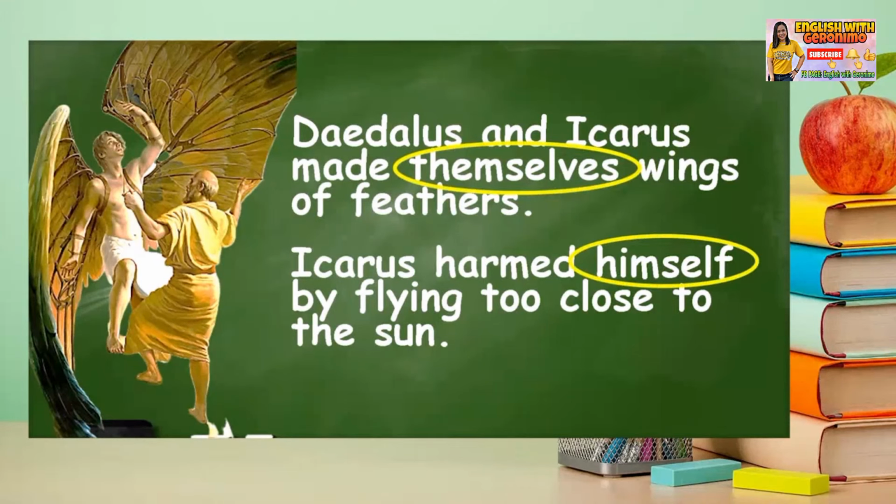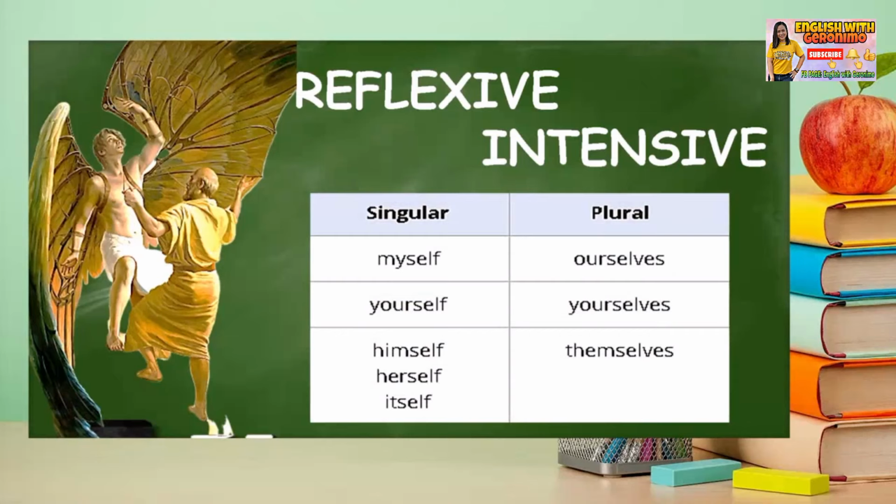These types of pronouns usually end in self or selves, depending on the number of its noun referent or antecedent. Grammarians call these pronouns reflexive or at times intensive, depending on their function or used in the sentence. Take a look at the table below. Myself, yourself, himself, herself.